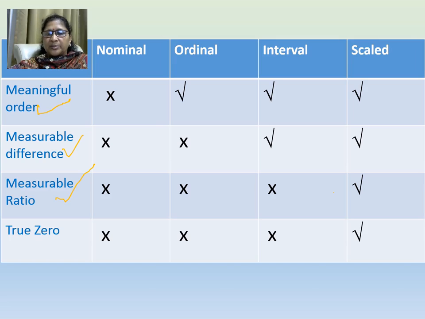For a ratio scaled attribute, there is a true zero. For the remaining, there is no true zero.